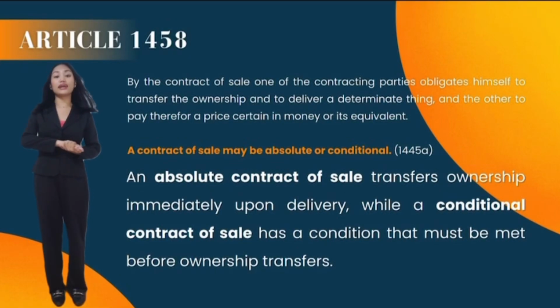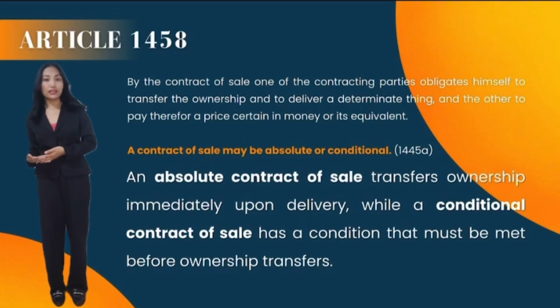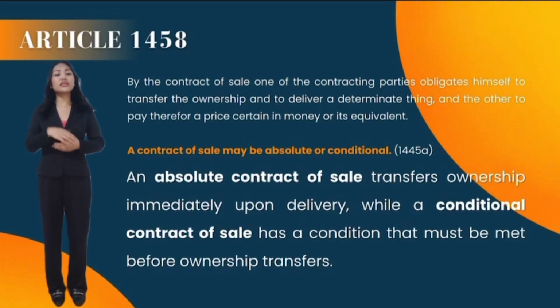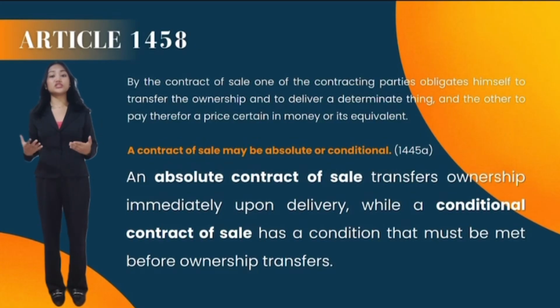In addition to its essential characteristics, a contract of sale may also be classified as either absolute or conditional. An absolute contract of sale results in the immediate transfer of ownership upon the delivery of the object. In contrast, a conditional contract of sale involves a specific condition that must first be fulfilled before the ownership is transferred. For example, a buyer may agree to purchase a property on the condition that the loan is approved. Until that condition is met, the ownership does not yet pass to the buyer. Understanding the distinction is important, especially when determining the moment the legal ownership is transferred.